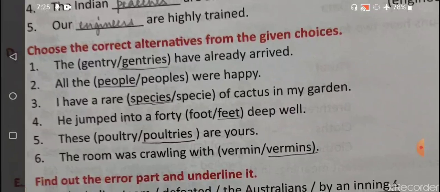I have a rare species of cactus in my garden. So species is a word which has both its singular and plural form the same. He jumped into a 40 feet deep well. These poultries are yours. The room was crawling with vermins.